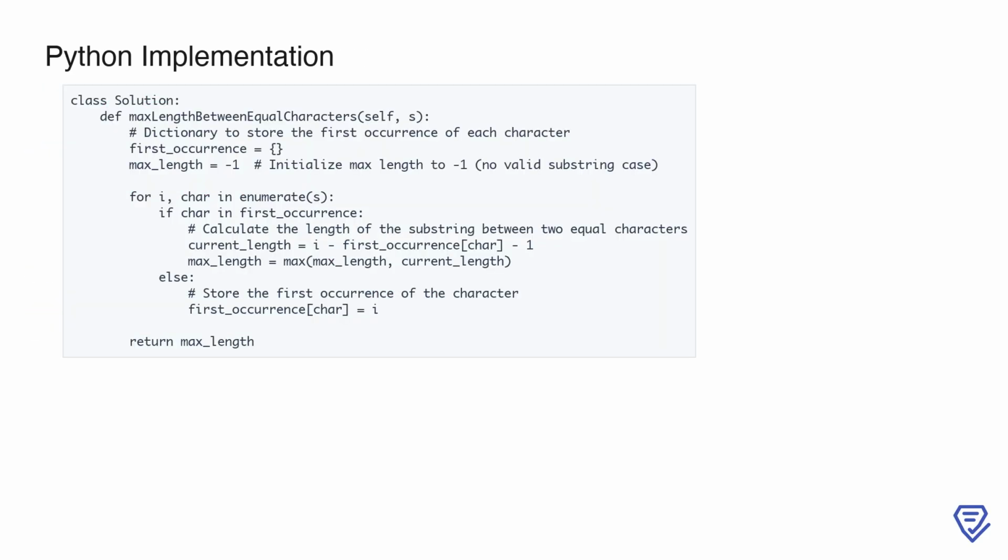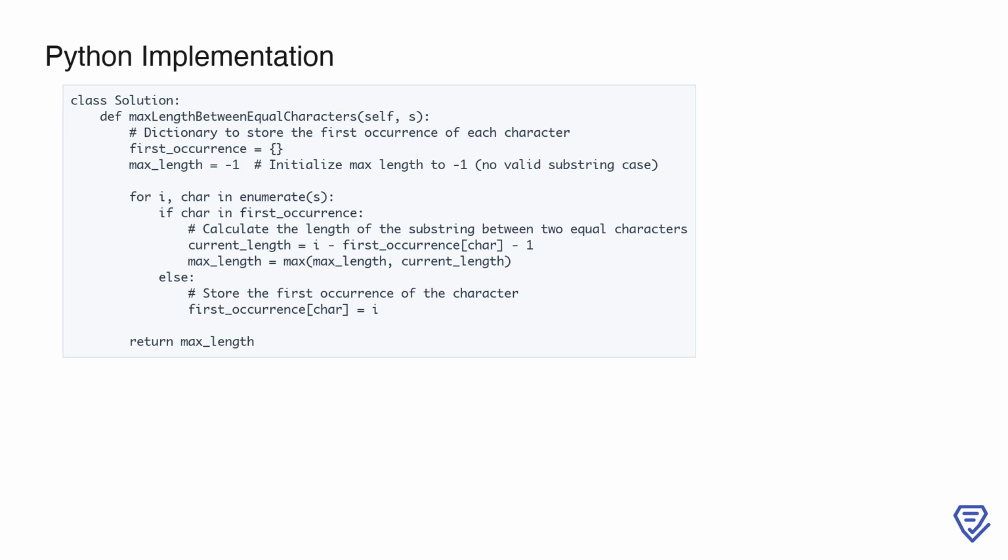This code solves LeetCode problem 1624, largest substring between two equal characters, by efficiently finding the maximum length of a substring where the first and last characters are the same. The solution uses a dictionary to track the first occurrence of each character as it iterates through the string. The algorithm starts by initializing an empty dictionary, first_occurrence, to store the first index where each character is found.